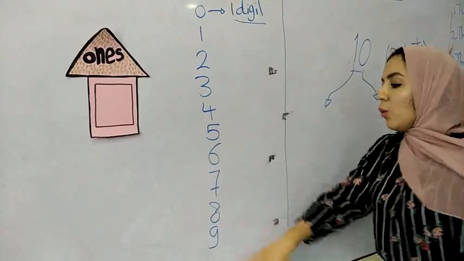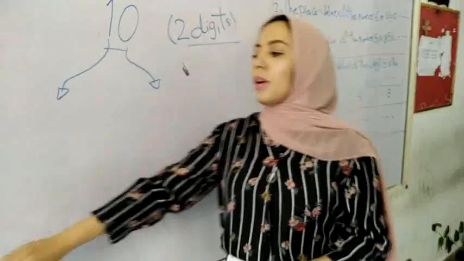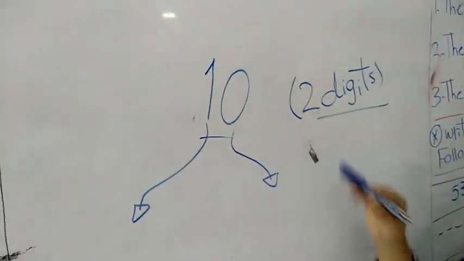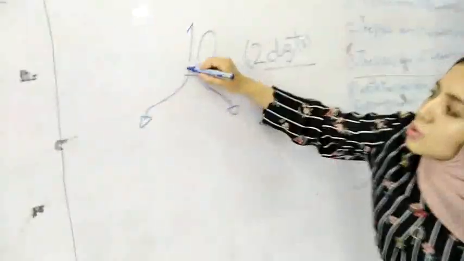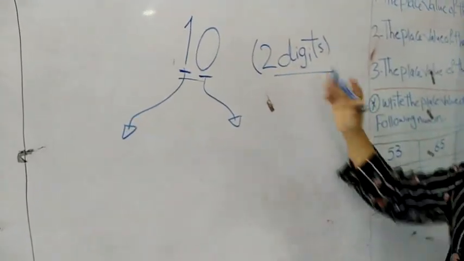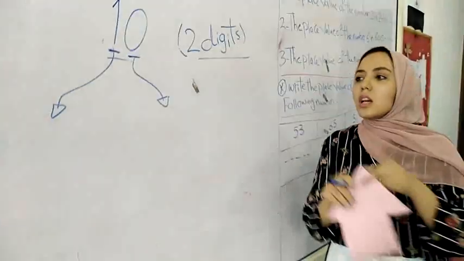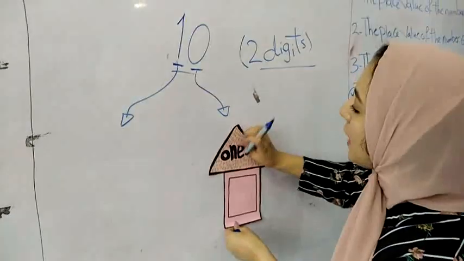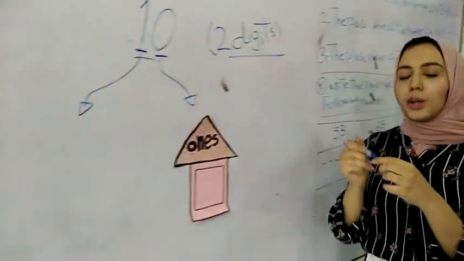till 9. Okay, what number comes after 9? The number that comes after 9 is 10. Now 10 consists of 2 digits, 1 and 0. The first place here stays in which place? Stays in ones place.